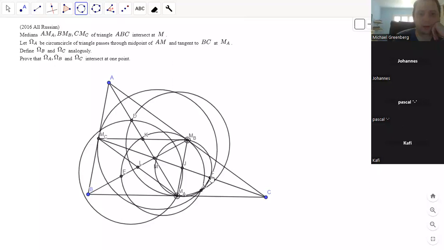Okay. And this circle, is it centered at J? I think it might be. Actually, I don't think so, because that's not the center of L. Okay, so there's three more circles it lies on. Interesting.